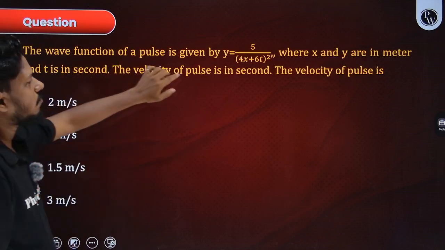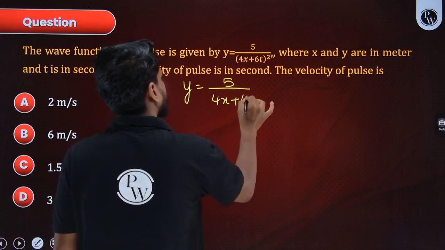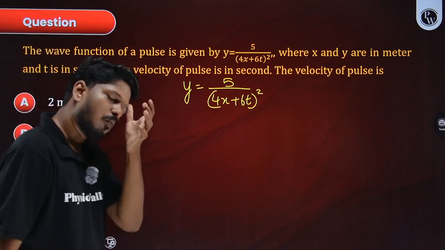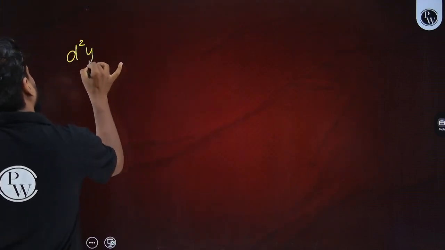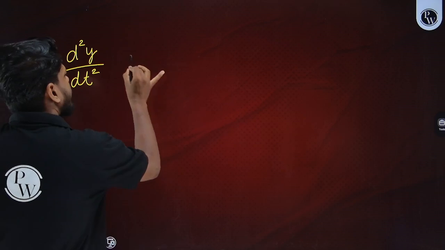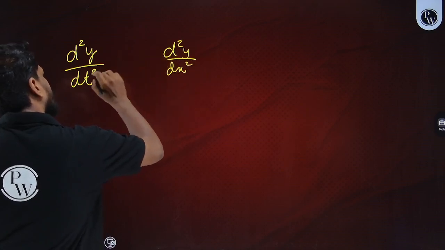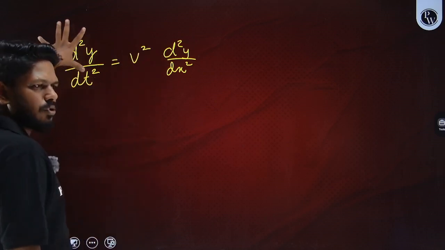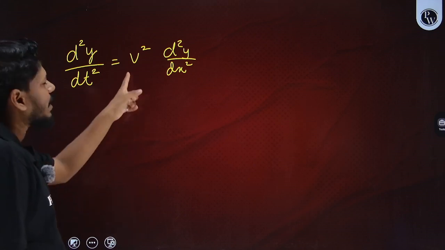A wave function, they have given me a wave function. Y is equal to 5 by 4x plus 6t the whole square. And they are asking me to find the velocity. One method of solving the question is, I should find d square y by dt square. At the same time, I should find d square y by dx square. I should double differentiate the equation, and I should substitute the values of d square y by dt square and d square y by dx square in this. If I equate, I will be getting v square.